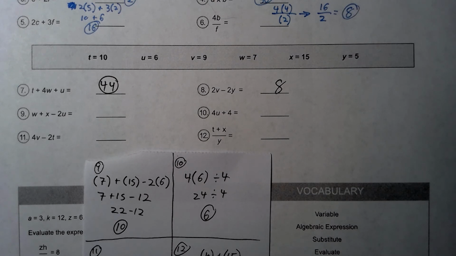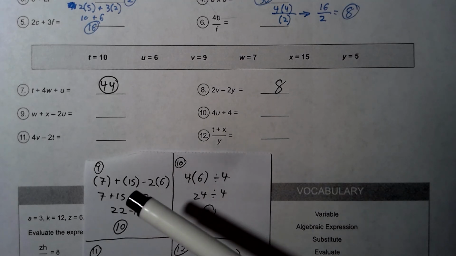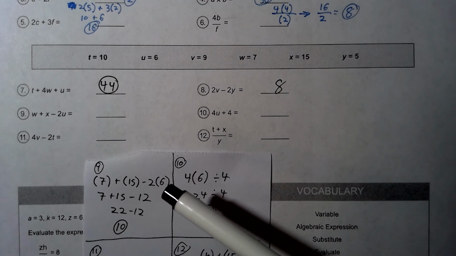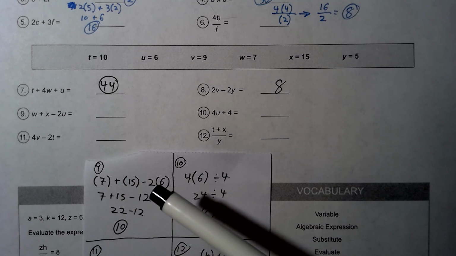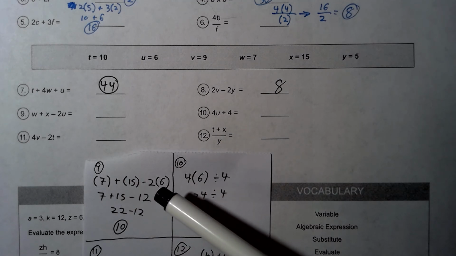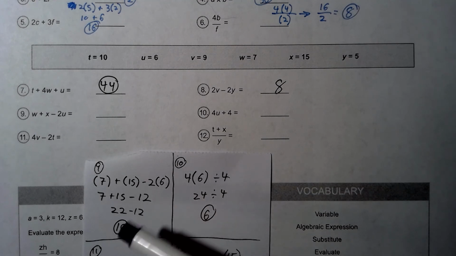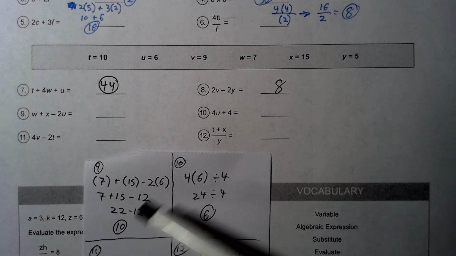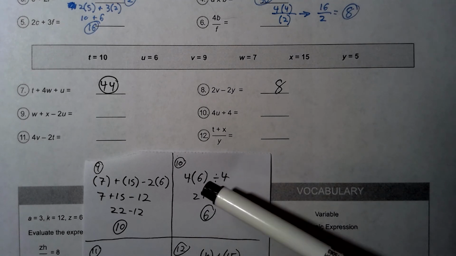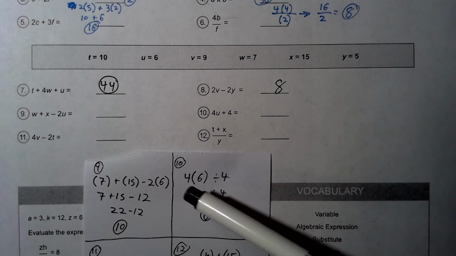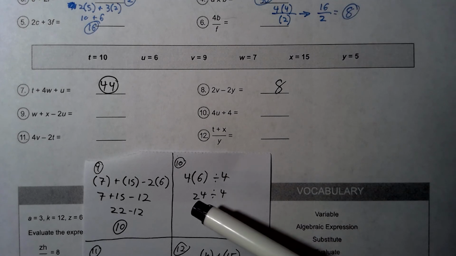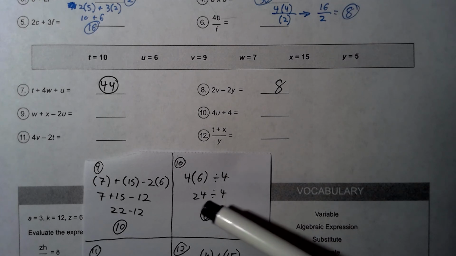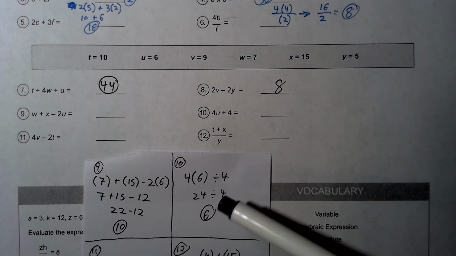But for number 9, the first step is to replace the letters W, X, and U in our problem. You're then going to do your multiplication first, 2 times 6 to get 12, before doing your addition, 7 plus 15 to get 22, and 22 minus 12 to get 10. For number 10, you are supposed to do 4 times 6 first to get 24, then you will do 24 divided by 4 to get 6. Yes, that is a division sign.